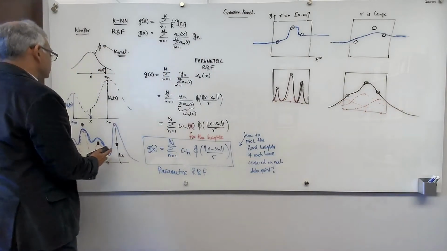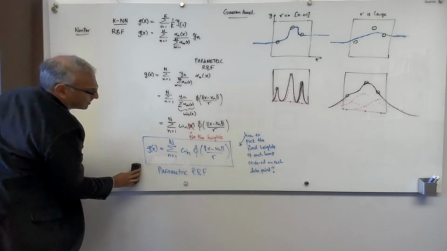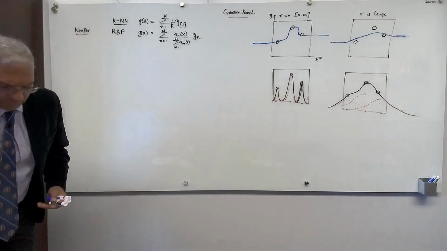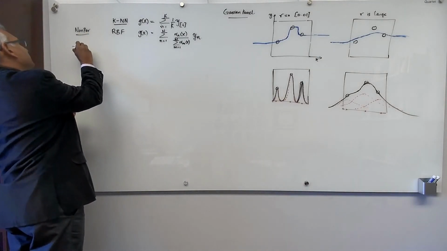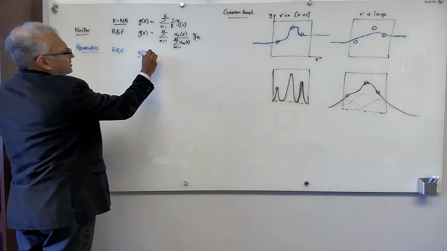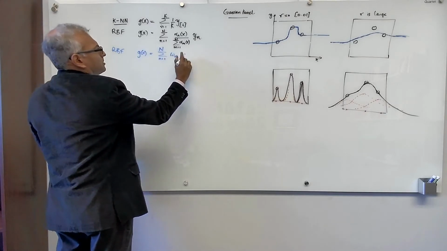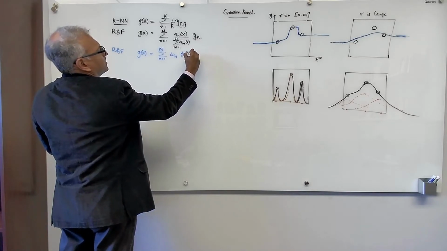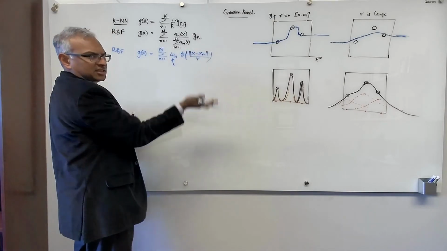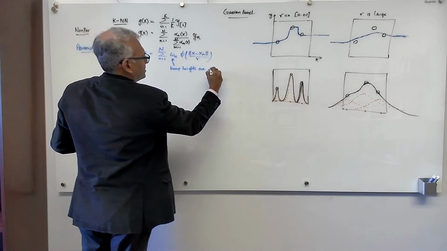So what we'll do is we no longer need these pictures, so let's erase. I'll rewrite the parametric RBF, so g of x is equal to the sum from n equals 1 to big N of w_n phi of (x minus x_n) divided by r. And these are parameters now where we set these bump heights. Bump heights are parameters.